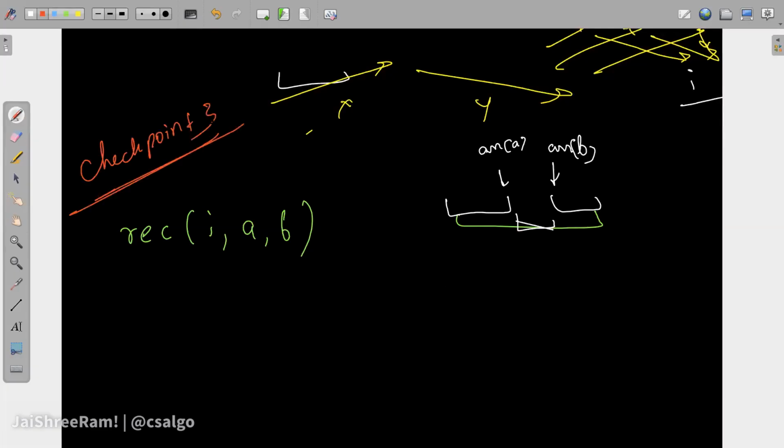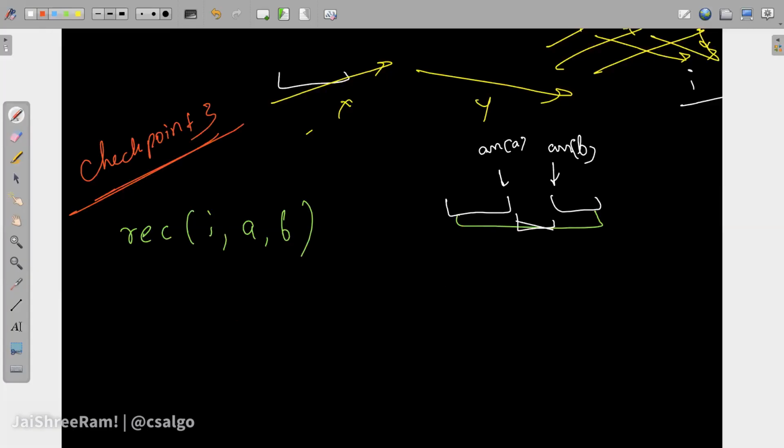Any doubts up to this? So checkpoint 3 teaches us that we have the liberty to decide whatever we want, that whatever my recurrence will give me my answer, until the point that I can calculate it from the base, from the values. Explain the base cases.